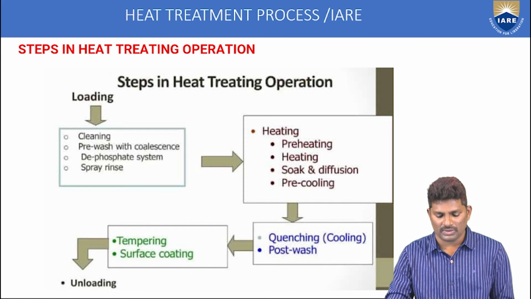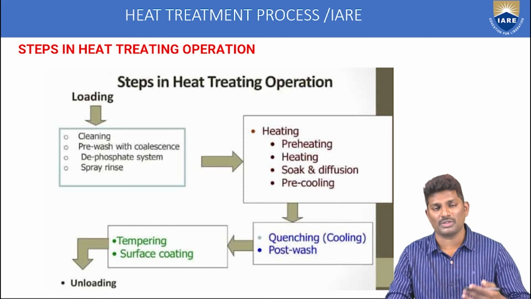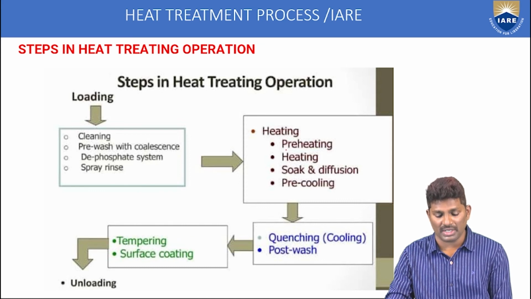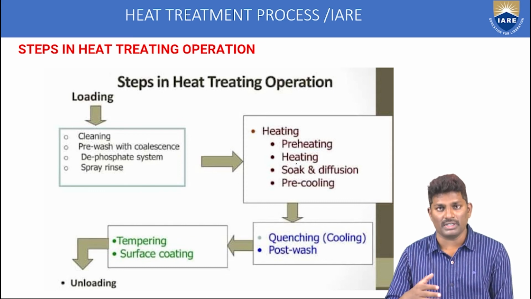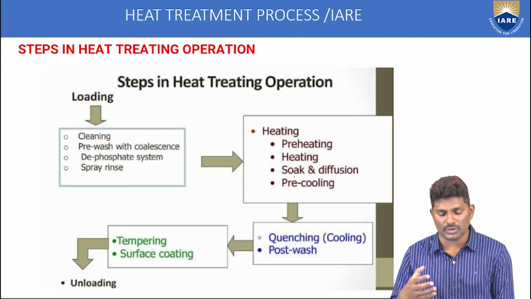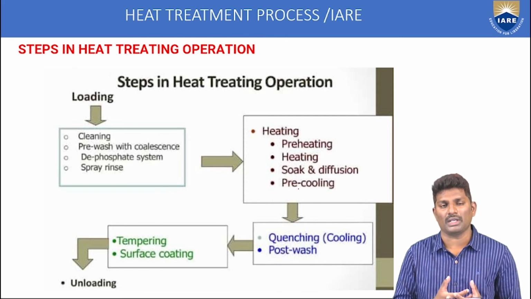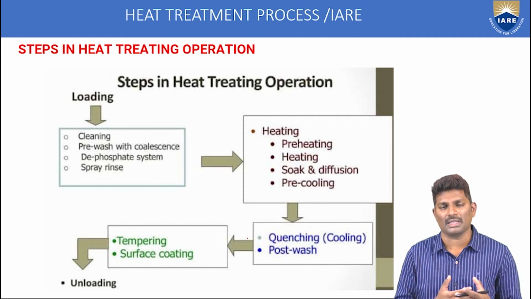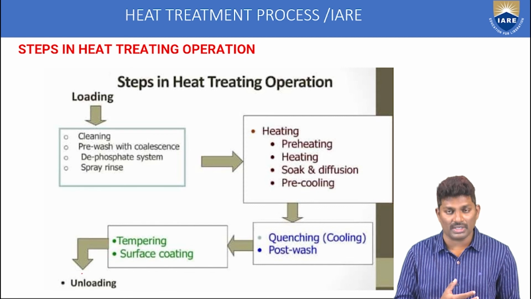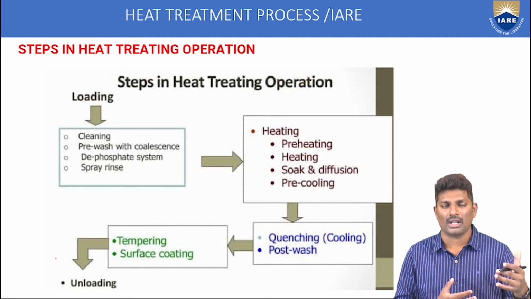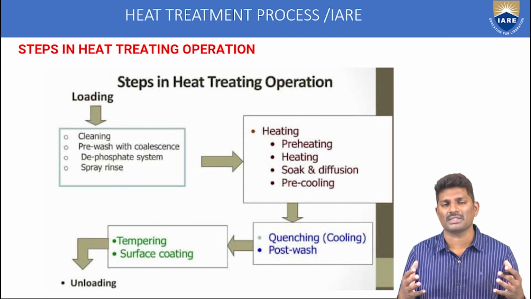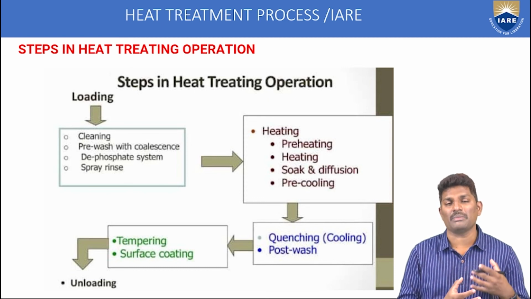Here, we have to do the heating process to the material to remove all the stresses developed. First in the heating, we are preheating the material, then heating, with the different types of quenching methods, then we have to soak and diffuse, and then do the pre-cleaning process. After that, we do the quenching process, that means we cool the material. And then tempering, surface coating, and unloading. So between loading and unloading we have a lot of heat treatment operations going on to get the desirable output with desirable mechanical properties.